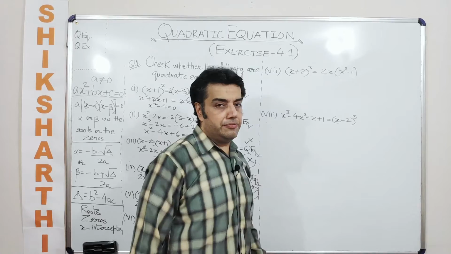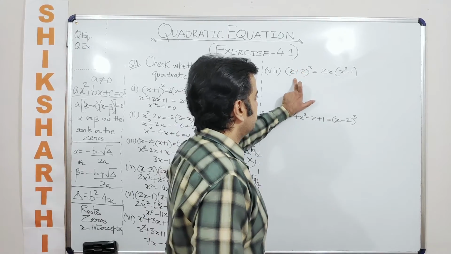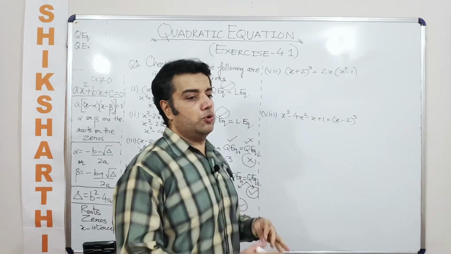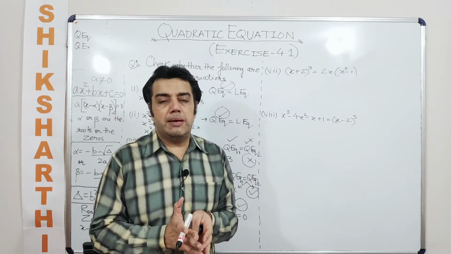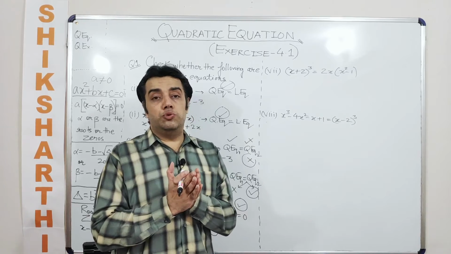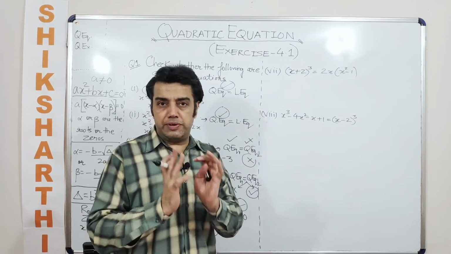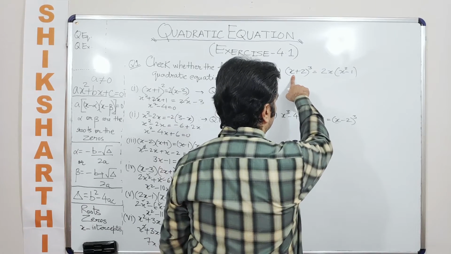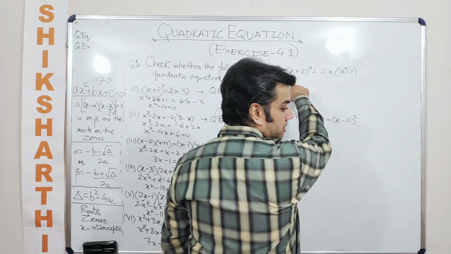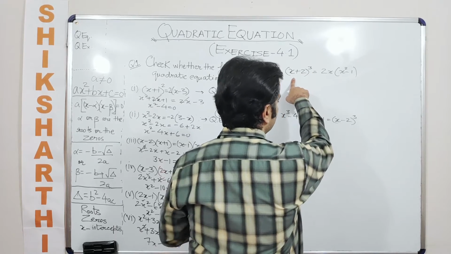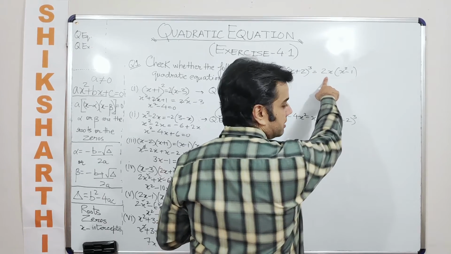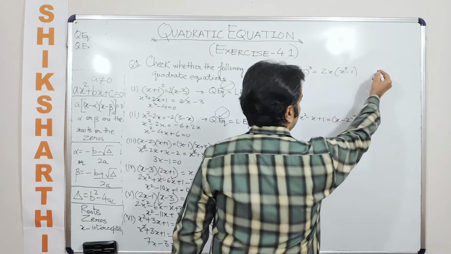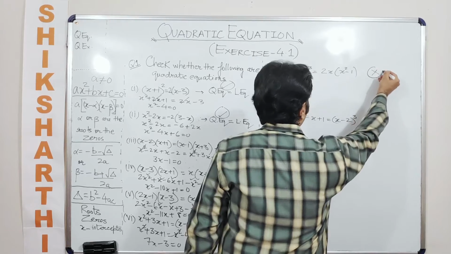Question number 7 is slightly different because now they have given you a cubic equation on one side and a cubic equation on another side. This becomes a quadratic equation only when the coefficients of x cube are the same on both the sides. What is the coefficient of x cube here? x plus 2 whole cube. What is the coefficient here? 1. What is the coefficient here? 2. So x cube will remain, which means that this will not be a quadratic equation.